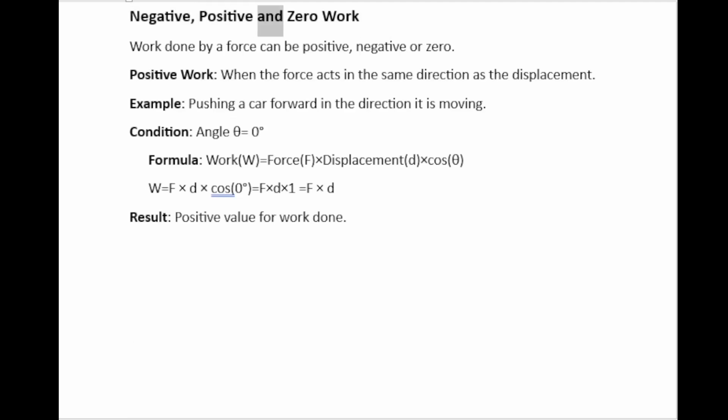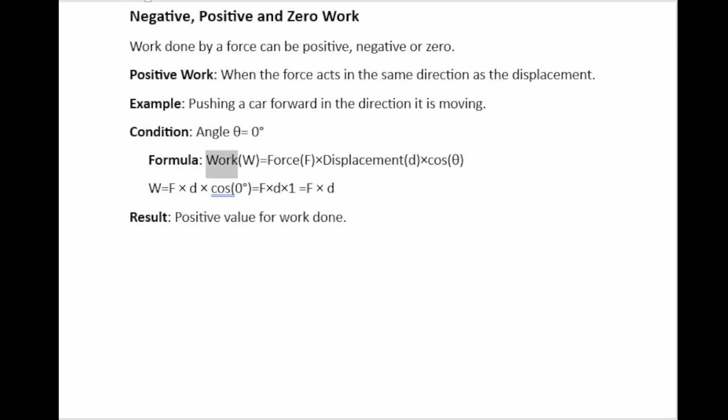Negative, positive and zero work. Work done by a force can be positive, negative or zero. Positive work: when the force acts in the same direction as the displacement. Example: pushing a car forward in the direction it is moving. Condition: angle theta is equal to 0 degrees.